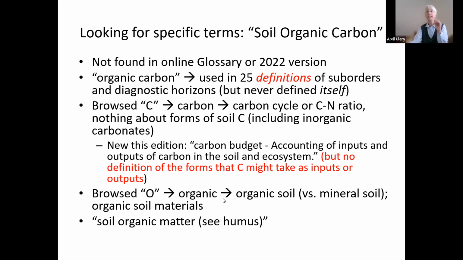But new in the latest version is carbon budget. And it's defined as an accounting of inputs and outputs of carbon in the soil and ecosystem. But again, like the soil organic carbon issue, there's no definition of the various forms that carbon might take, either as inputs or outputs. I also browsed the O words, organic, organic soil versus mineral soil, organic soil materials, and then I found soil organic matter, C humus. So again, you kind of have to know what word to look for to get into the right category even.